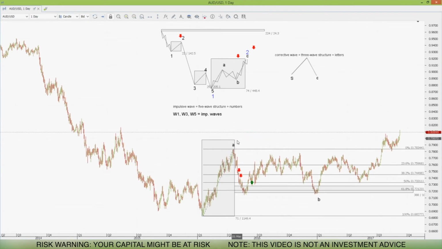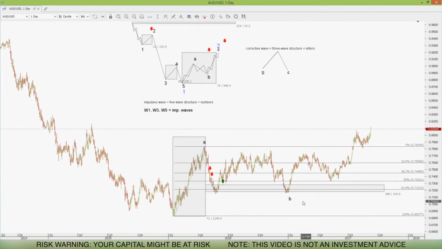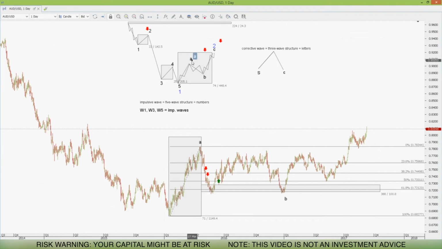And then if we have an A and we have a B, we start to look for the C wave. So we have A and B. We know at this moment, because this is a wave A, a corrective wave, that the C wave must be impulsive. In a flat, you will have a three-wave structure, then a five-wave structure. So whatever followed here must be a five-wave structure, namely 1, 2, 3, 4, 5.